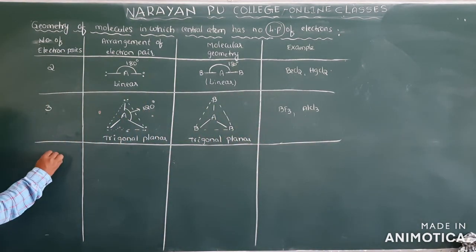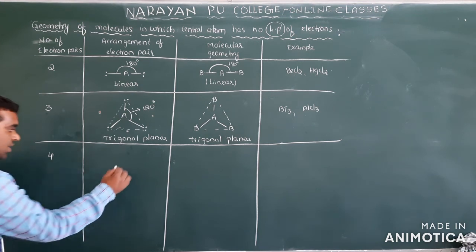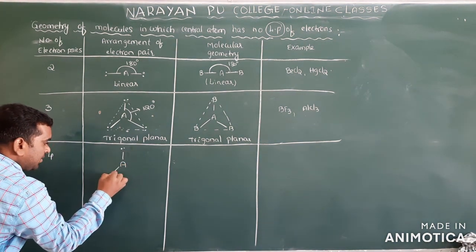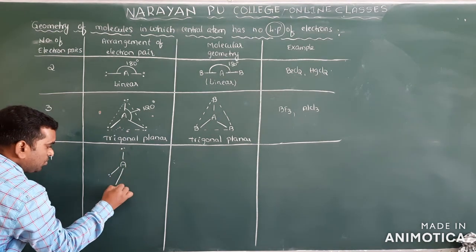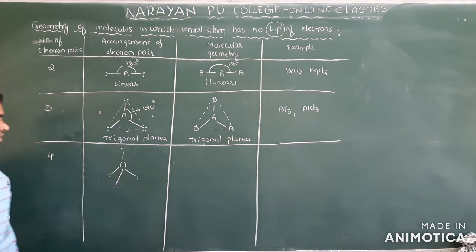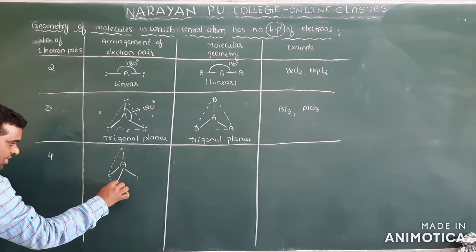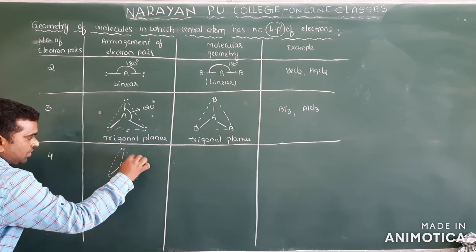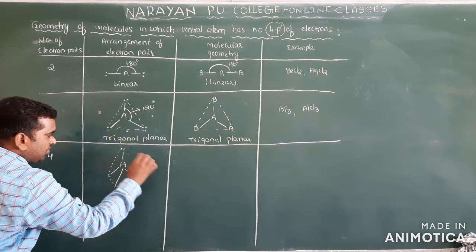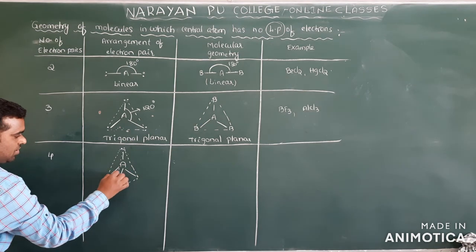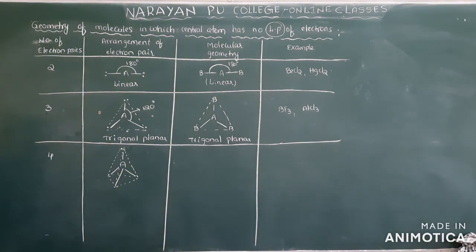So next one. If four bond pairs are there, how do they arrange? This is the arrangement. If you connect this, you will get the tetrahedral shape. So you have to draw it like this. This is the tetrahedral shape.